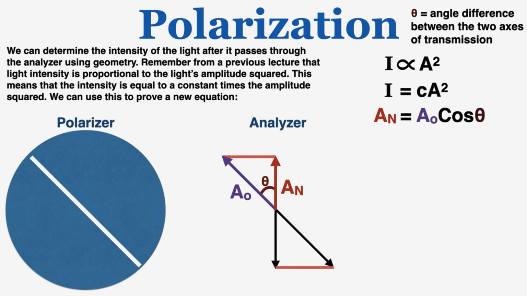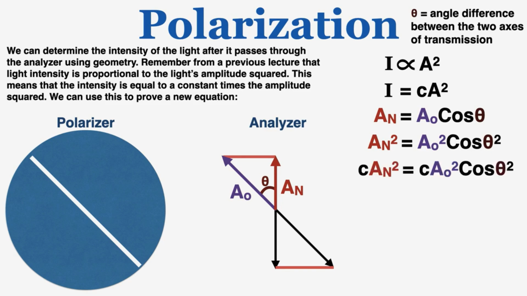I want an equation for the light's intensity, so I'm going to get this in terms of amplitude squared by squaring both sides of the equation. I'll then pretend that I multiply both sides of that equation by that constant c, and when I do that, because I have the new amplitude on the left and the original amplitude on the right, those two things are equal to the new intensity on the left and the original intensity on the right. This equation is more commonly written like this: intensity is equal to original intensity times cosine squared.